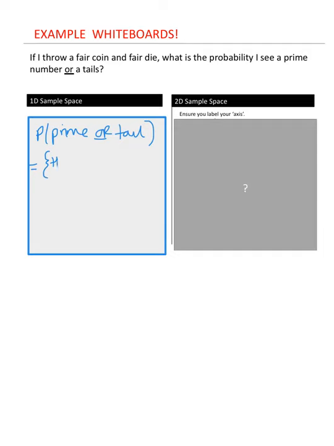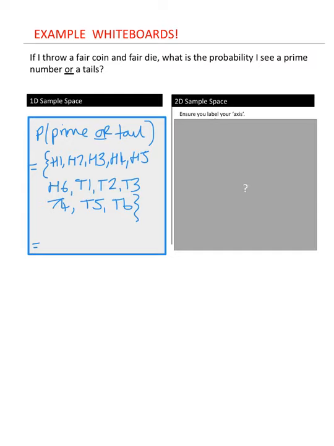I can have a head and a 1, a head and a 2, a head and a 3, a head and a 4, a head and a 5, a head and a 6, or I could have a tail and a 1, tail and a 2, tail and a 3, tail and a 4, tail and a 5, and a tail and a 6. So I've gone through methodically and listed all the possible outcomes.